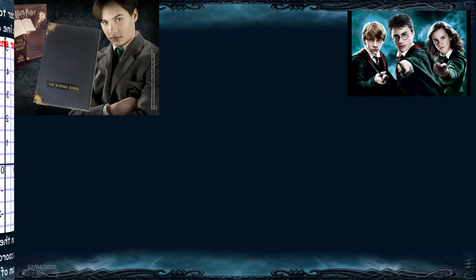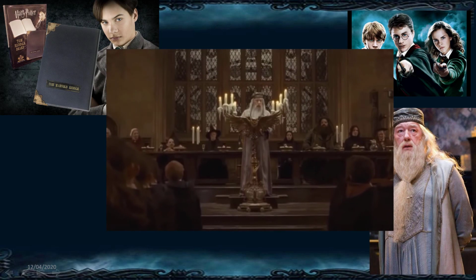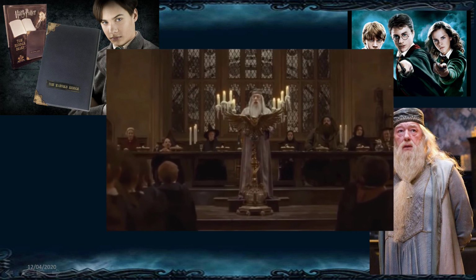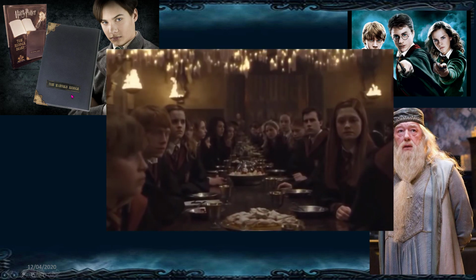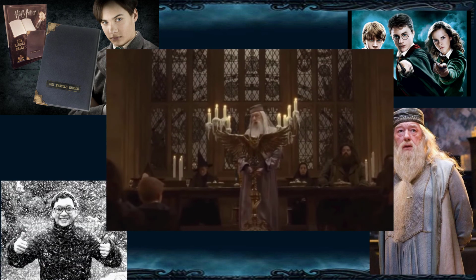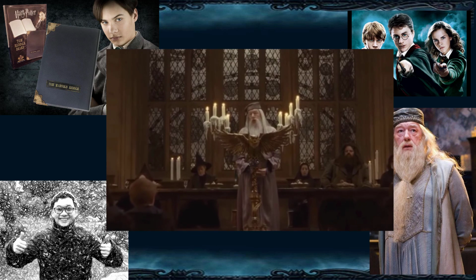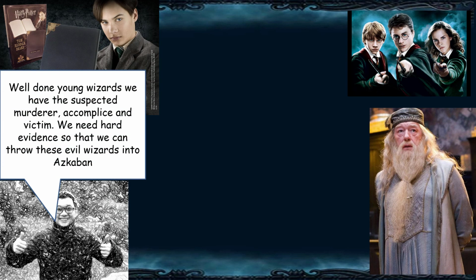So guys, well done as you solved the last exercise. Now here is the extension, but please give it a go. It's good thinking skill. So look at this. We found Tom Riddle's diary. Well done. Thumbs up if you've managed it this far. But this is the final stage. So well done, young wizards. You found a suspected murderer, accomplice and victim.